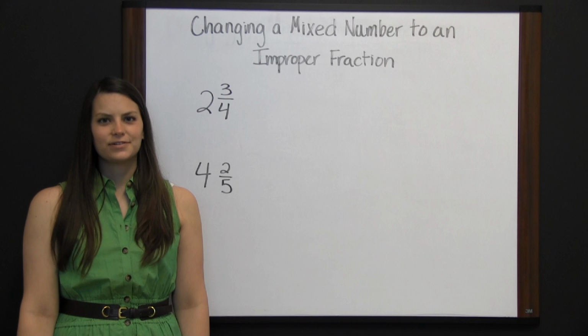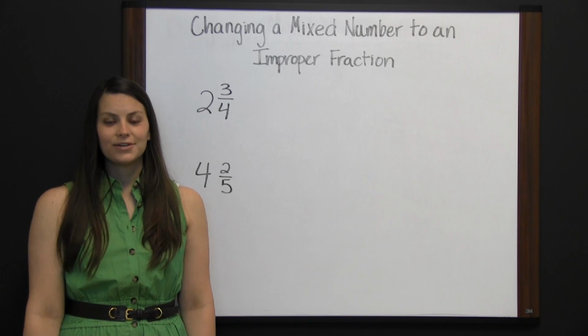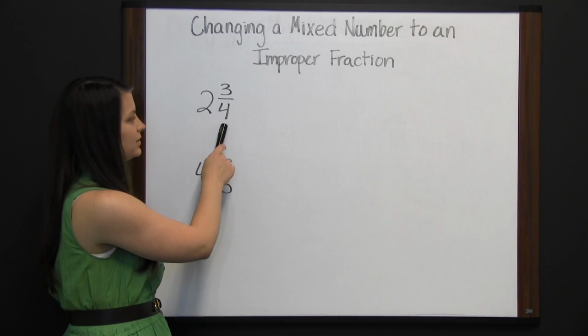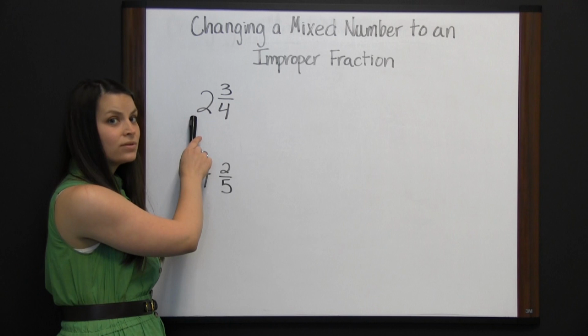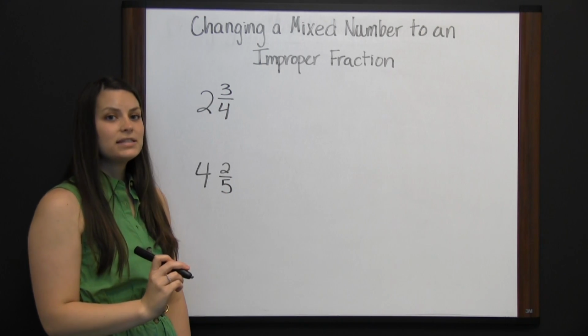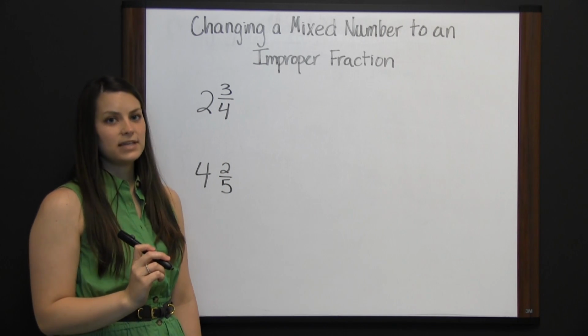Changing a mixed number to an improper fraction. To change a mixed number to an improper fraction, first multiply the denominator times the whole number and then add the numerator. You'll then place that value over the denominator. Let's look at 2 examples.